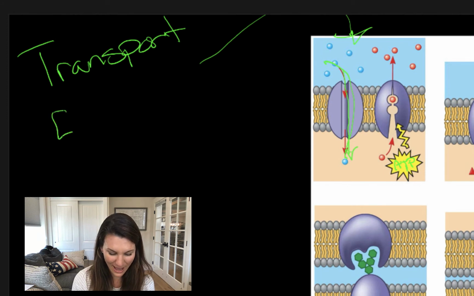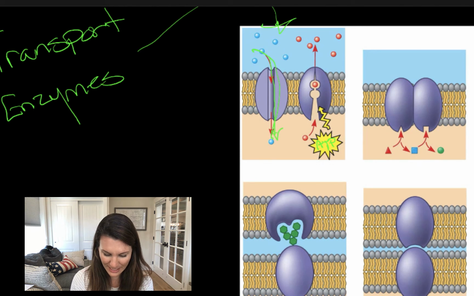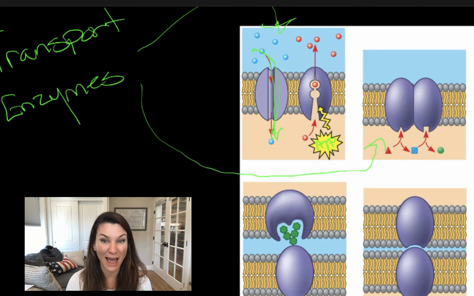We can also have enzymes. Our membrane proteins can be enzymes like we see right here. So maybe there are enzymatic reactions that are occurring, most frequently inside the cell membrane, that allow for reactions to occur inside that cell.